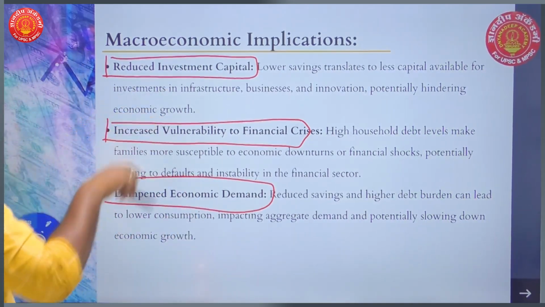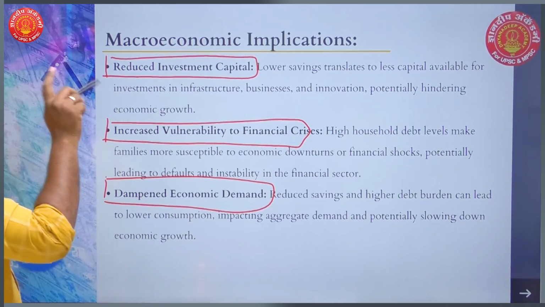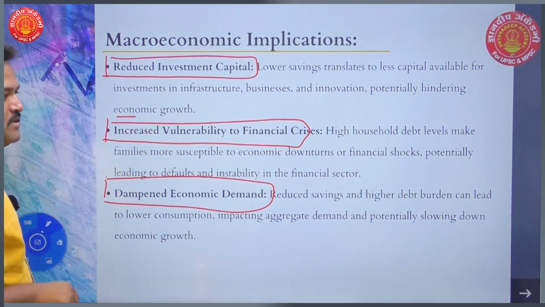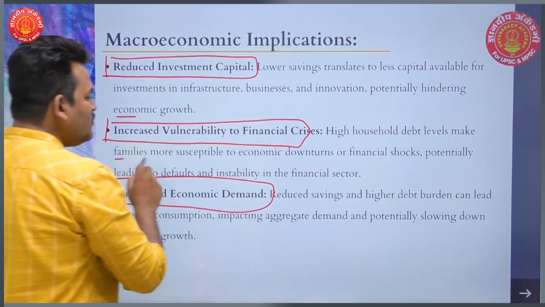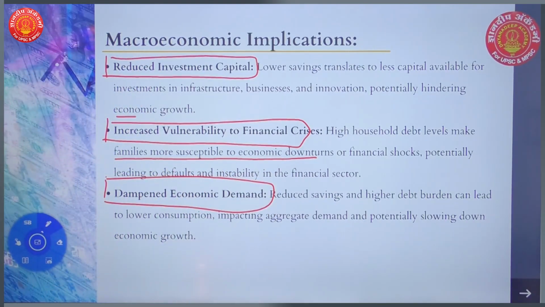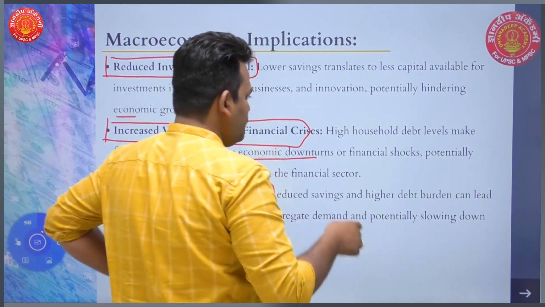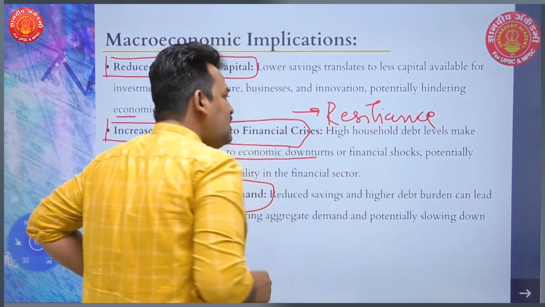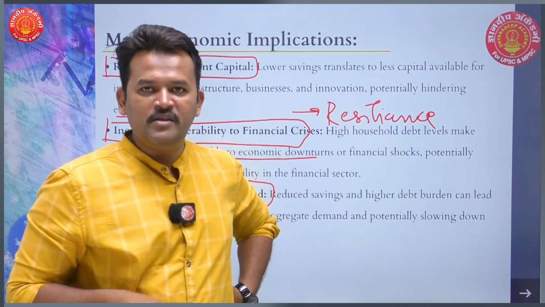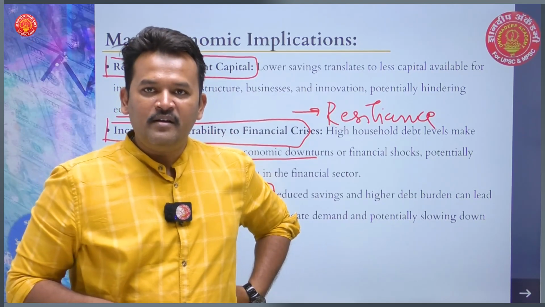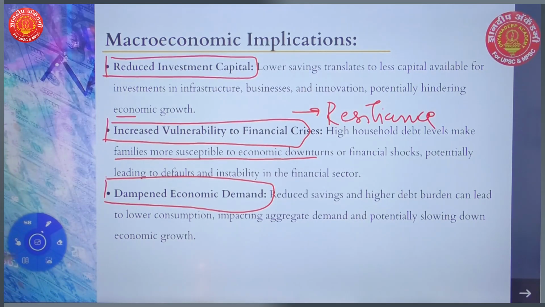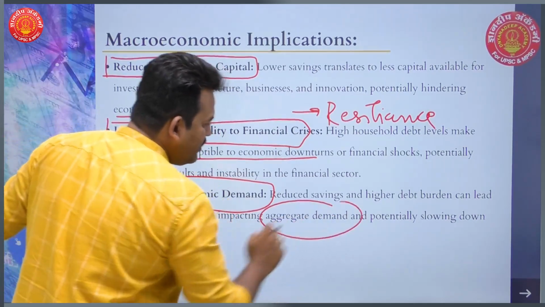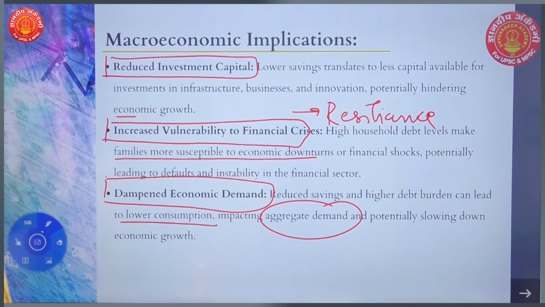Lower saving translates to less capital available for investment in infrastructure, businesses, and innovations, potentially hindering economic growth. Second thing, increased vulnerability to financial crisis. Higher household debt levels make families more susceptible to economic downturns. So in future, what will we not have? The economic resilience. Families will not have that economic resilience which is available right now, because of the lower saving rate, right? After that, dampened economic demand: reduced saving and higher debt burden can lead to lower consumption, impacting aggregate demand and potentially slowing down economic growth.